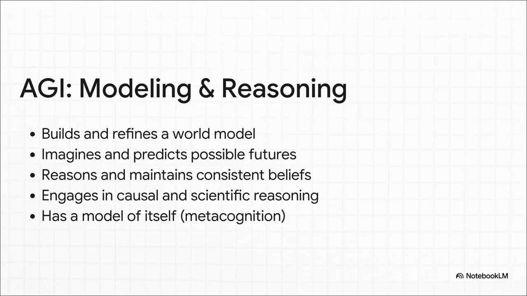But learning is only half the battle, right? An AGI also has to be able to reason about the future. That means building and constantly refining its own internal model of the world, imagining and predicting what might happen next, and maintaining a consistent set of beliefs. And here's the kicker: it has to have a model of itself, a kind of self-awareness or metacognition.